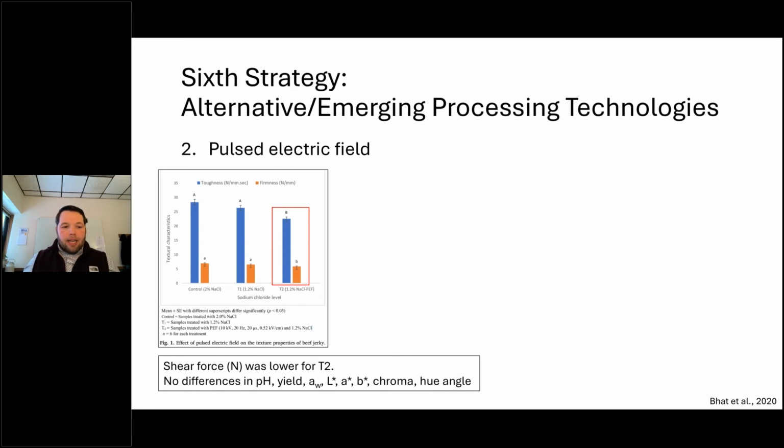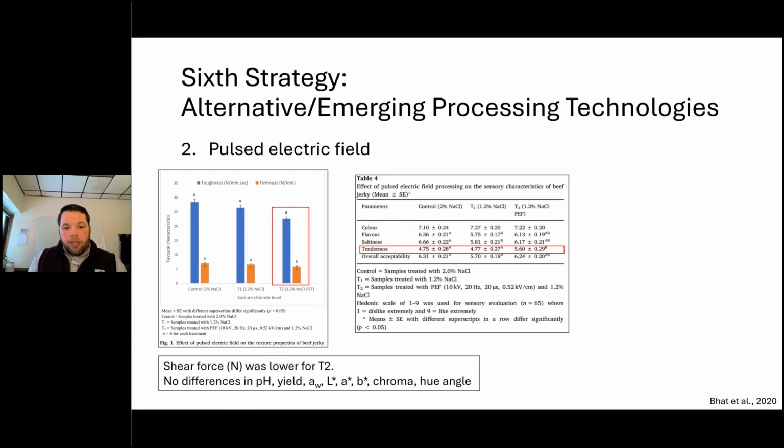In a study by Bott et al., we can see that in a control product with 2% salt, toughness and firmness is similar in a product with 1.2% salt, but if we add a pulsed electric field, we do see some differences in toughness and firmness. However, there is no difference in pH, no difference in yield.